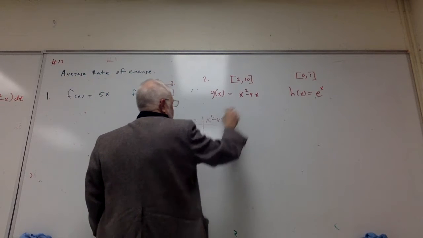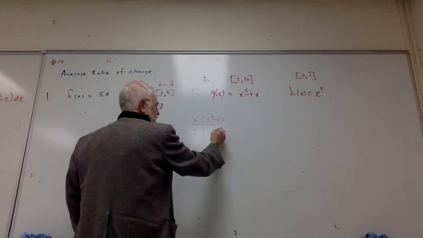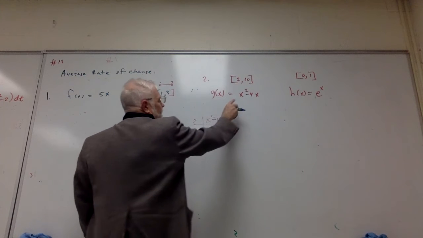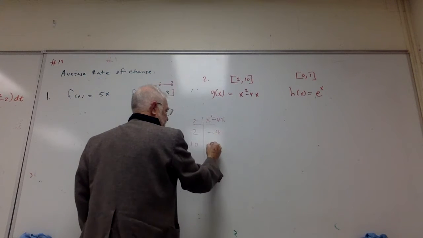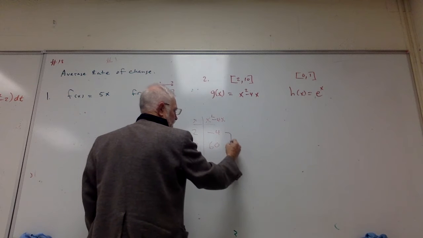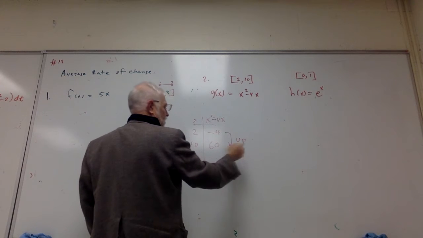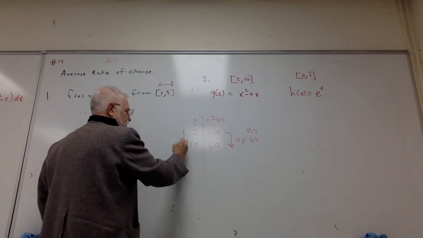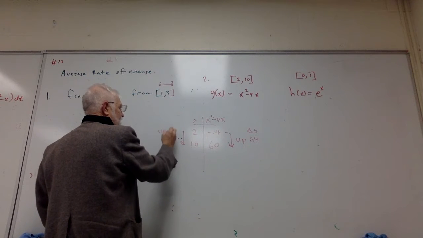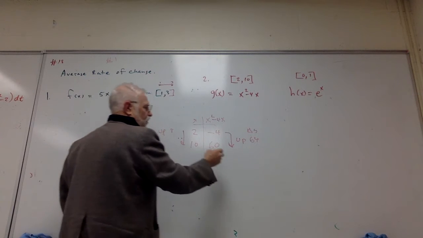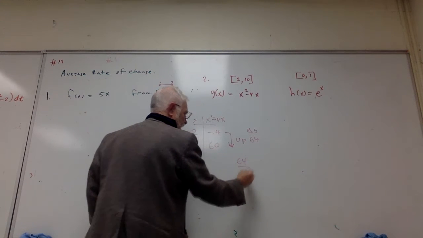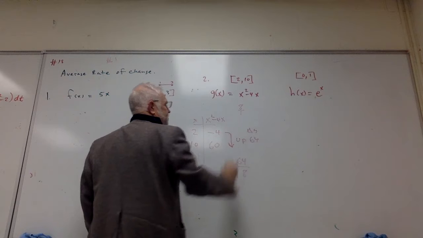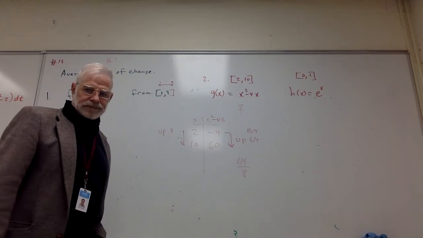4 minus 8 is negative 4. And then I'm going to put 10 in. 100 minus 40 is 60. Looks like I went up. I know I got a down arrow here, but I went up 64 units. That's my change in y. It looks like from 2 to 10, I went up 8 units. So therefore, I am going to look at 64 divided by 8. The average rate of change of this function is 8 to 1 over that interval.